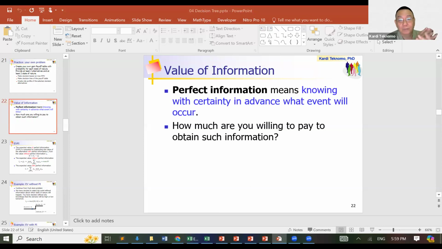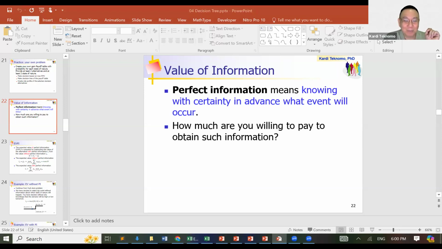First is about the value of information. We have what is called perfect information and sample value of information. Perfect information means you know with certainty in advance what events will occur, as if you have a fortune teller telling you with 100% correctness. That is perfect information. So the question is, how much are you willing to pay to obtain such information?